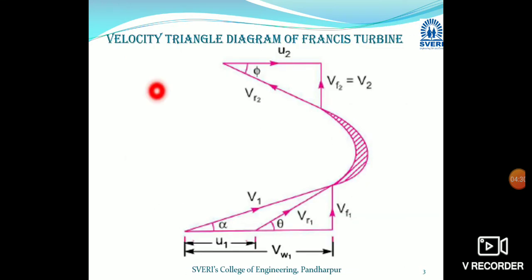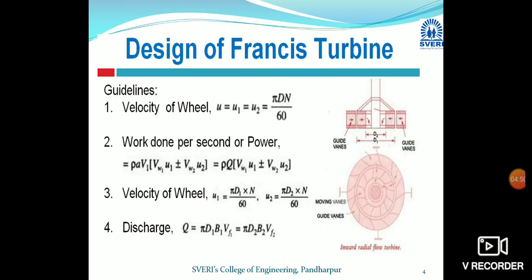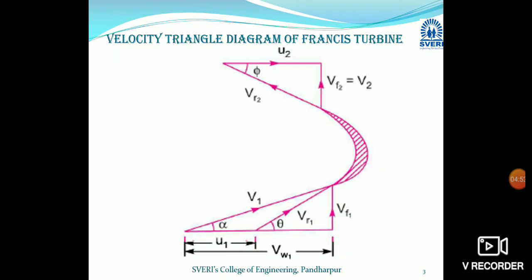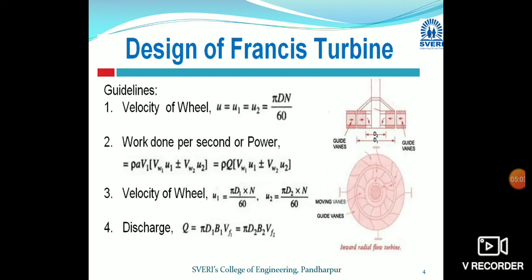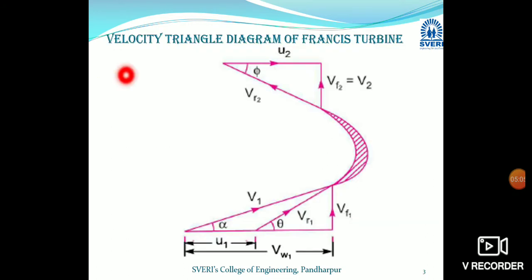Now at inlet, this is the inlet velocity triangle. v1 is the velocity of the jet coming from the nozzle; it is the absolute velocity component. It has two components: the horizontal component vw1 and the vertical component vf1. So vf1 is the vertical component and vw1 is the horizontal component of v1.